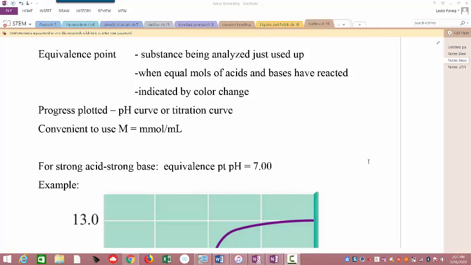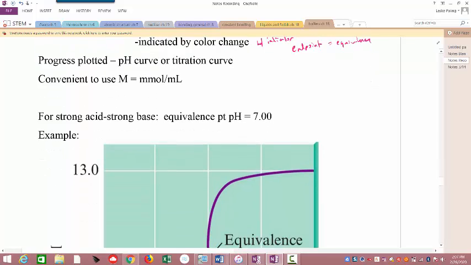All right, when you're doing a titration, you want to reach the equivalence point. The equivalence point is when you have equal moles of acids and bases. If you are using an indicator, you want your endpoint, i.e. the color change, and your equivalence point to be the same. It's more reliable to plot it with a pH curve or a titration curve.